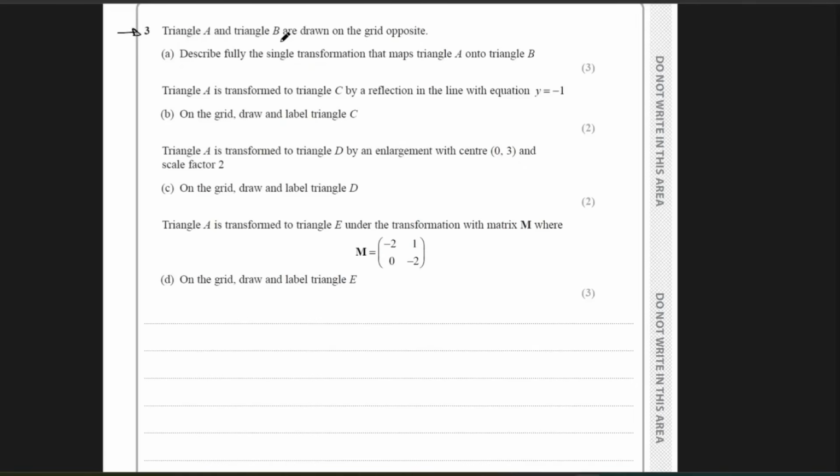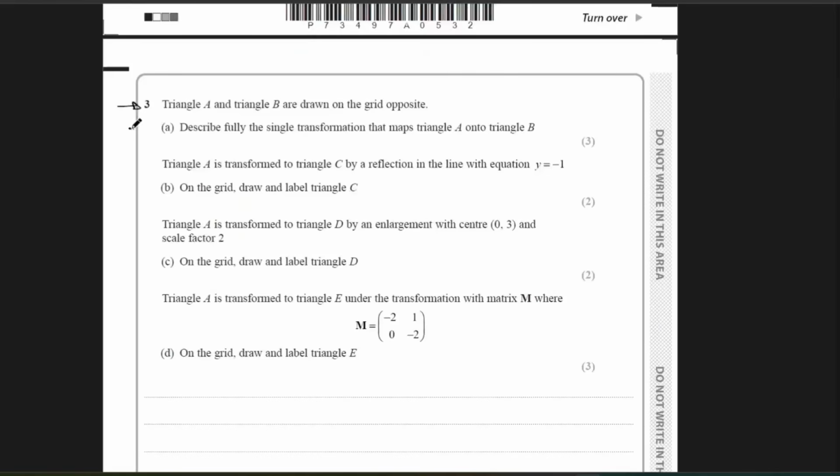Okay, question 3. Triangle A and triangle B are drawn on the grid opposite. Question A, describe fully the single transformation that maps triangle A onto triangle B. So the transformation that maps A onto B, and it has to be a single transformation.